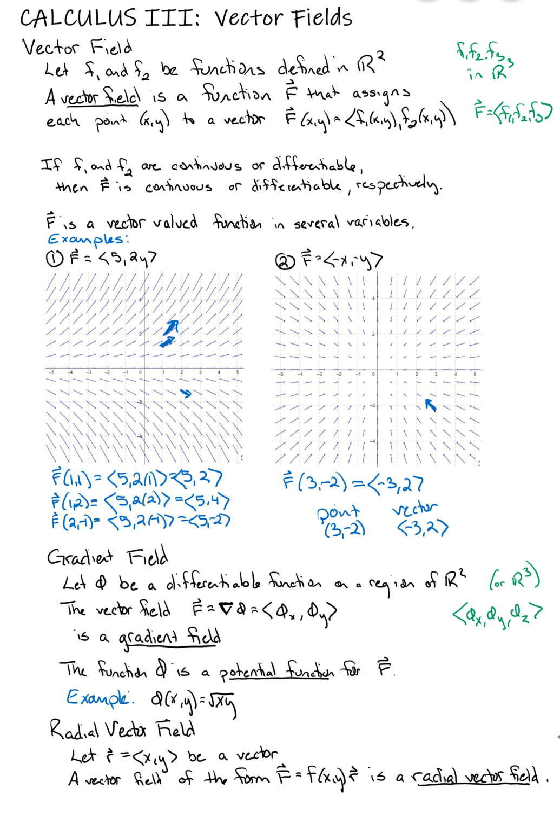So let's take a look at an example here. We have phi is square root of xy. So if we want the gradient of phi, we're simply going to take the first partial with respect to x and then the first partial with respect to y and write that as the components of our vector.